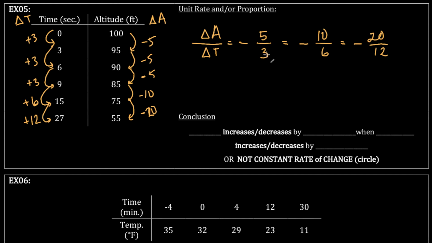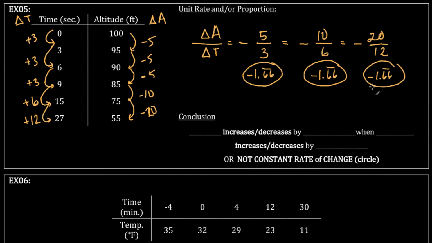Okay, so 5 over 3, 5 divided by 3 is 1.66 repeating. 10 over, oh, that's negative, right? Negative 10 over positive 6 is negative 1.66 repeating. And lastly, negative 20 over 12 is negative 1.66 repeating. And so all of these equal negative 1.66 repeating. So you see how these are constantly changing by the same ratio, 5 over 3, or different versions of it, but still 5 over 3.